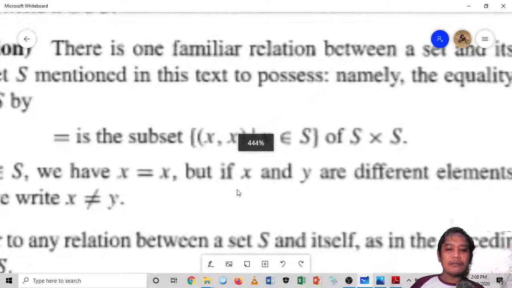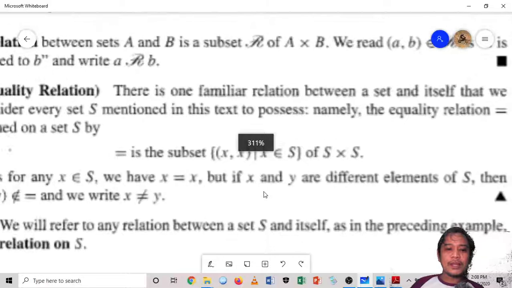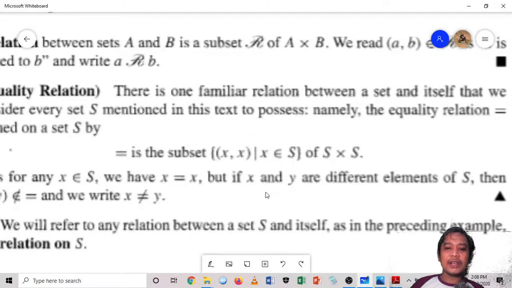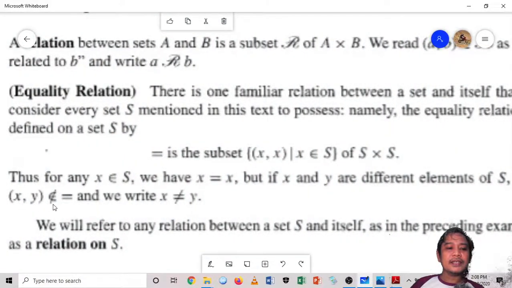But if x and y are both in S but they are different elements of S, we say that the ordered pair (x, y) is not an element of the equality. So we write x is not equal to y.